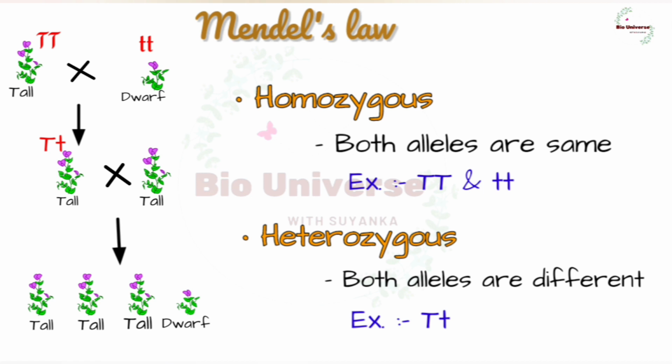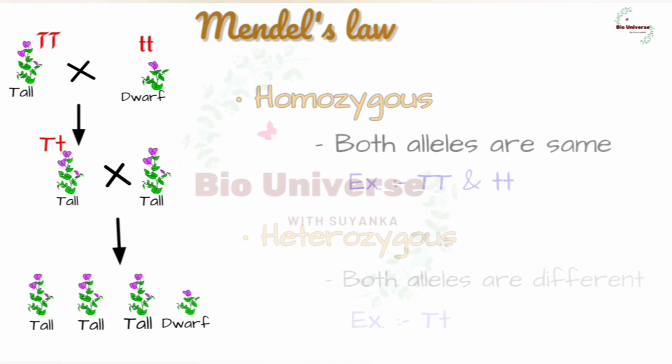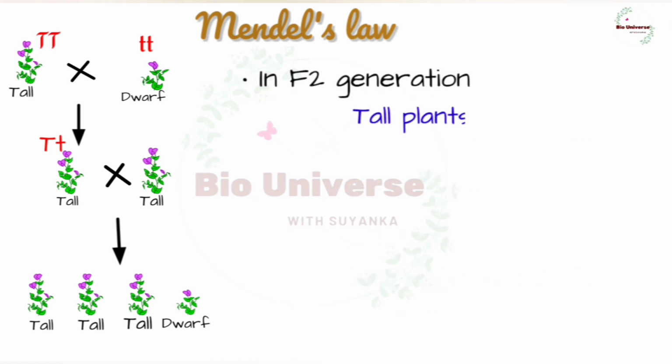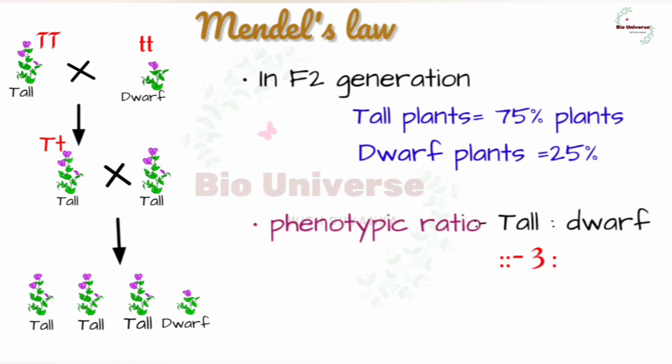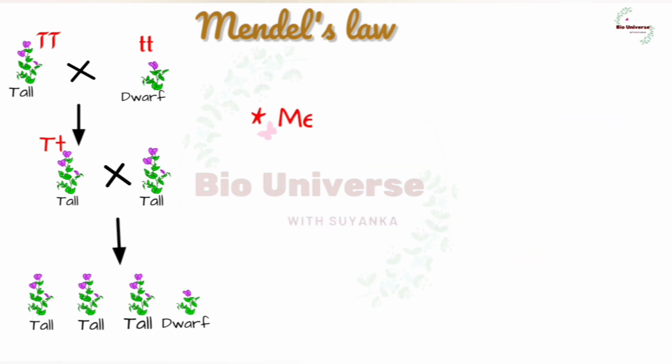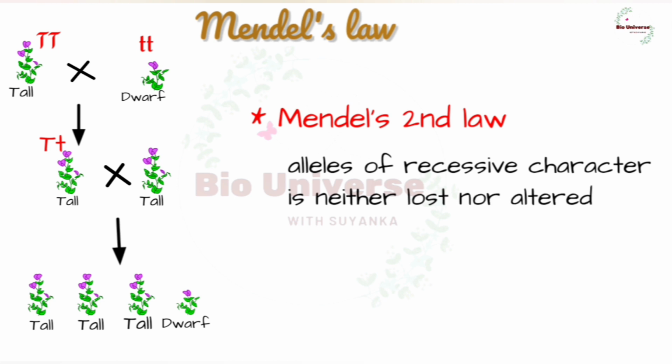When the tall plants in F1 were crossed among themselves, the F2 generation had 75% tall plants and 25% dwarf plants. Thus, the phenotype ratio was 3:1. This led Mendel to conclude that the alleles representing dwarfness were intact and were neither lost nor altered. Mendel's experiment with one character, that is monohybrid cross, led to the formulation of the law of segregation.